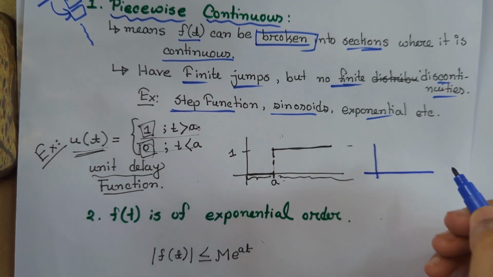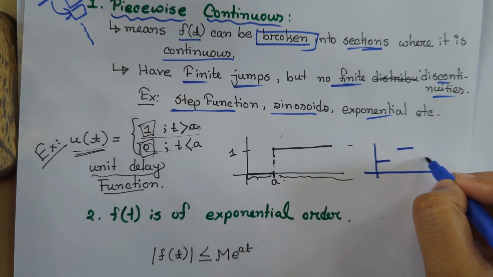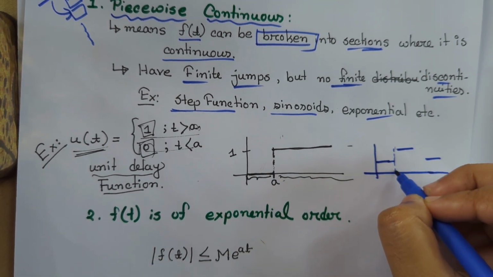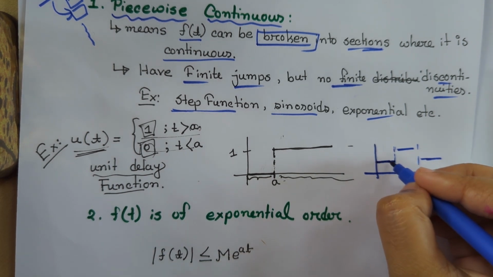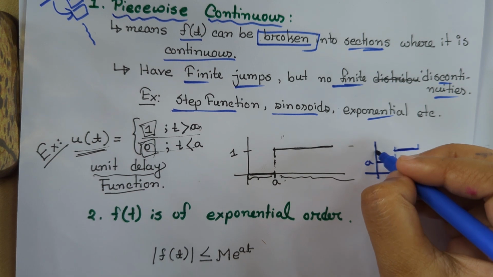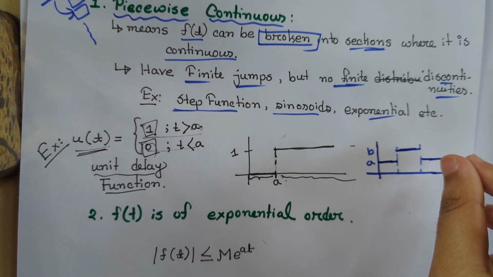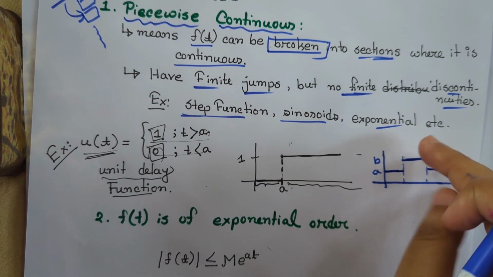Suppose this is another example, and this function exists here, here, here, like this. It is piecewise, and it is continuous here for a certain value, and continuous here with a certain value of b. Here also, it is piecewise but continuous in those certain intervals. So this is called piecewise continuous.